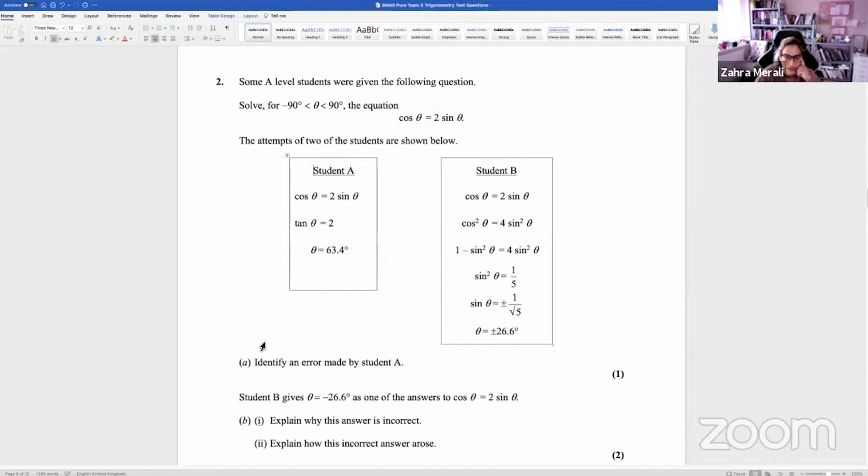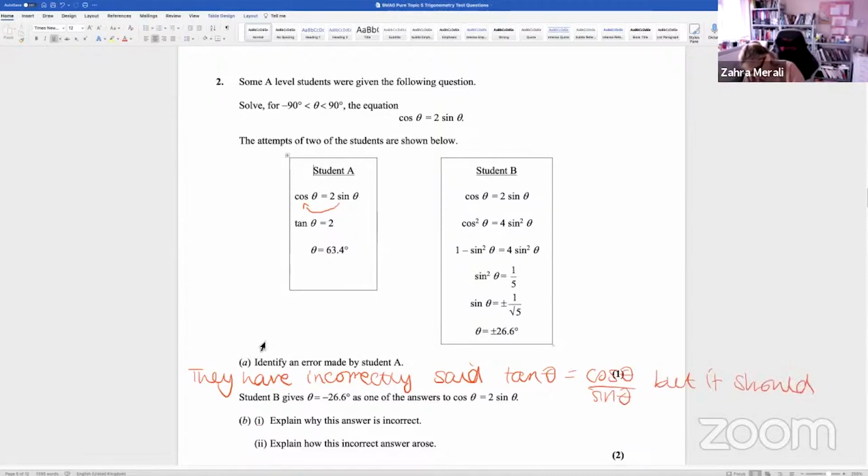Okay, so cos theta equals 2 sine theta. Sine divided by cos is tan. And we can see that what the student has done is they've brought the sine onto that side. Cos divided by sine is not tan. So you'll have to say they have incorrectly said tan theta equals cos over sine, but it should be tan theta equals sine over cos.